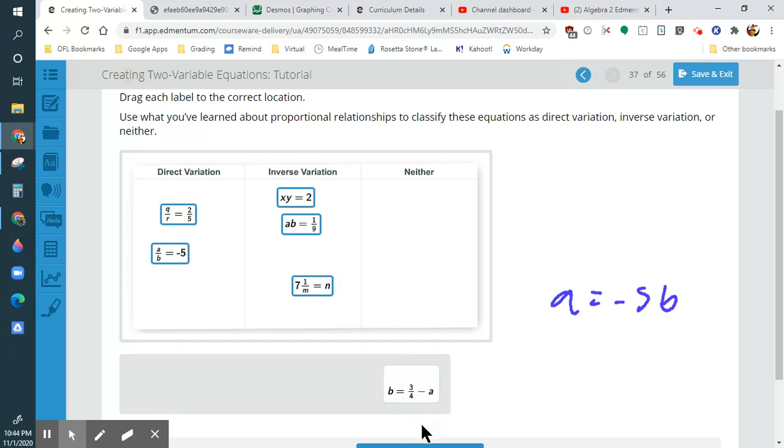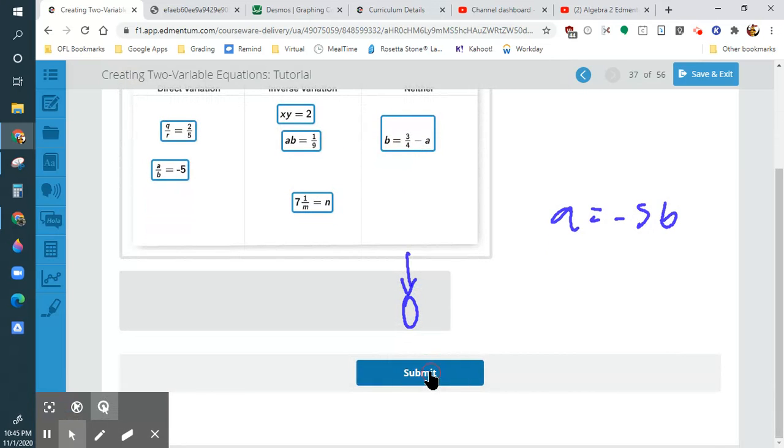And this one is neither because we're not multiplying by anything. In other words, this is a linear function. This right here is our y-intercept. So this is neither. It's not direct nor inverse. It's a linear function.